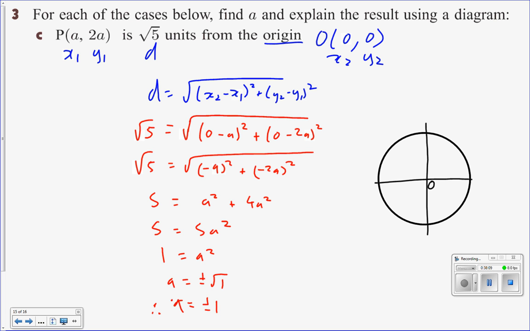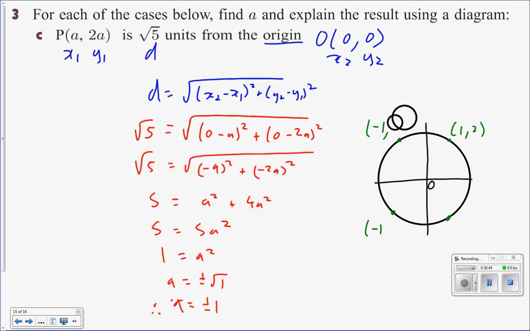So A is 1, and so X is 1, and so we're actually going to end up with 4 points. So we're going to end up sort of there, there, there, and there. Those 4 points. So that's going to be A is negative 1, negative 2. That's going to be 1, 2. That's going to be negative 1. Sorry. Let's change that up there. That's going to be 1, 2.